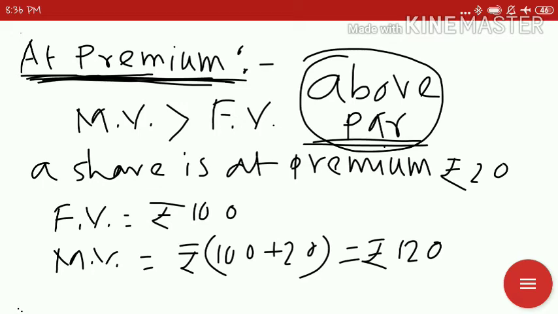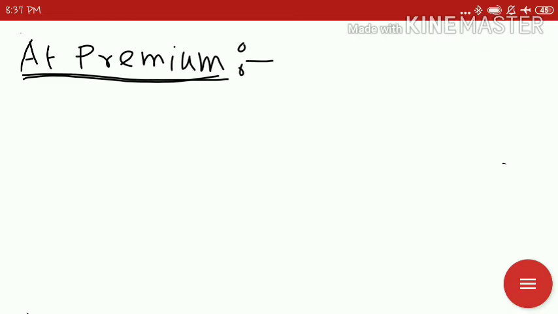Next we will learn at discount. That was the premium value, or the market price at premium, if the amount is given in rupees. Now if the value is given in percentage, suppose it is given that a share is at 20% premium.